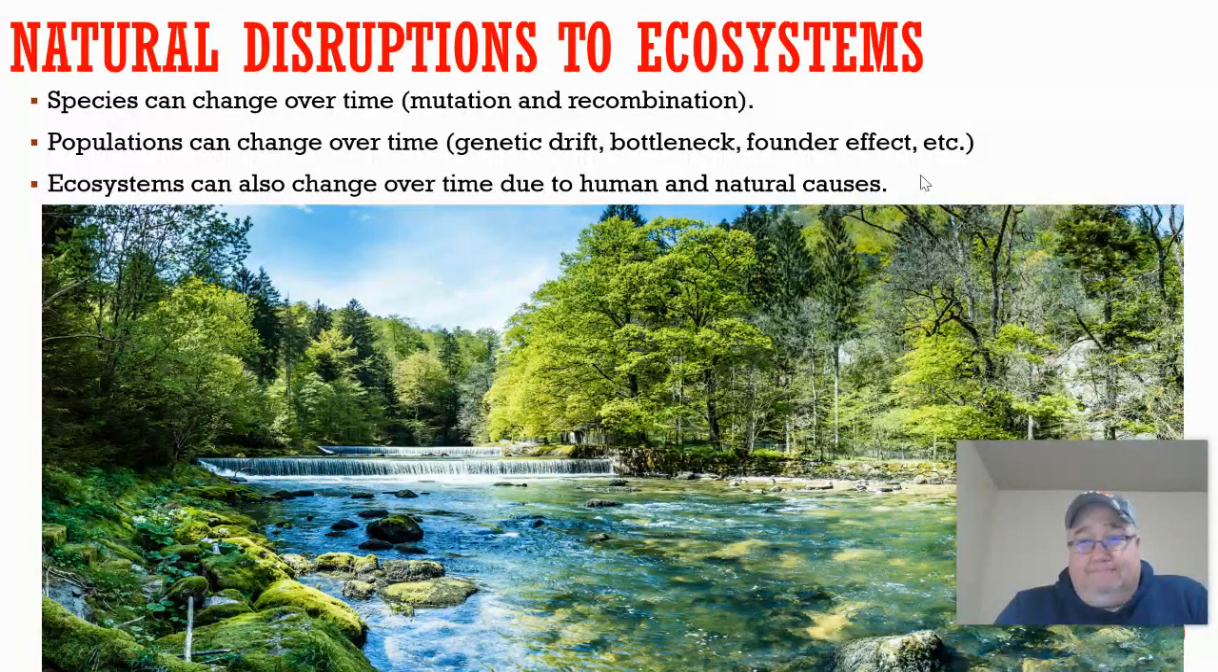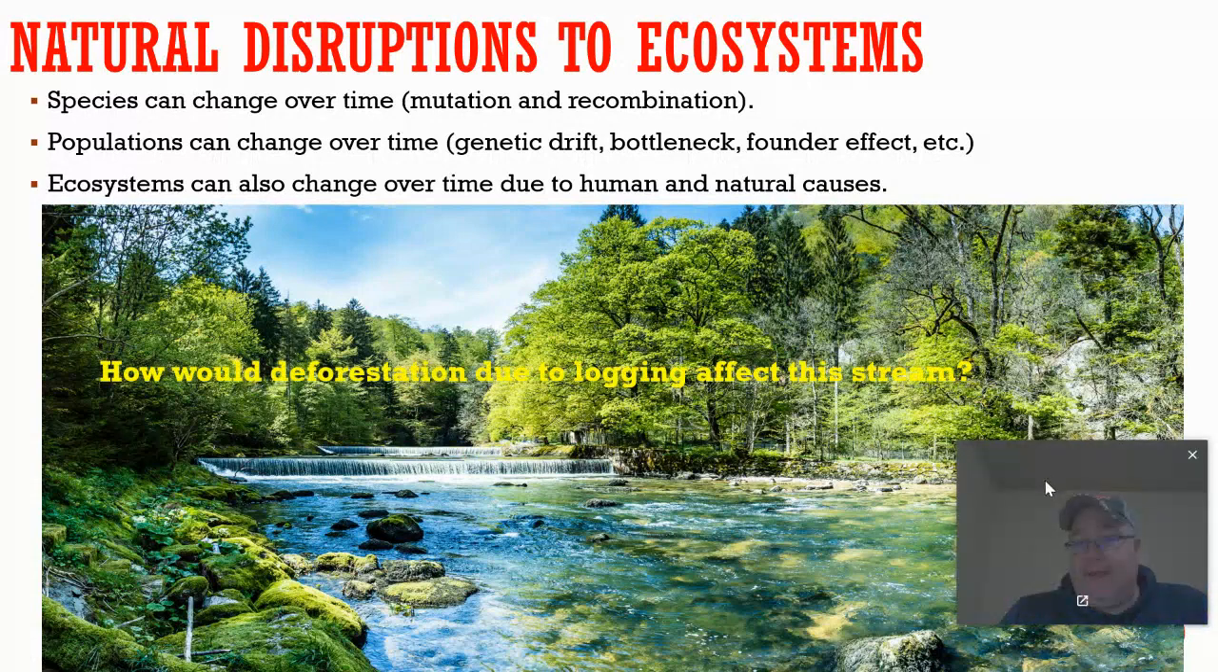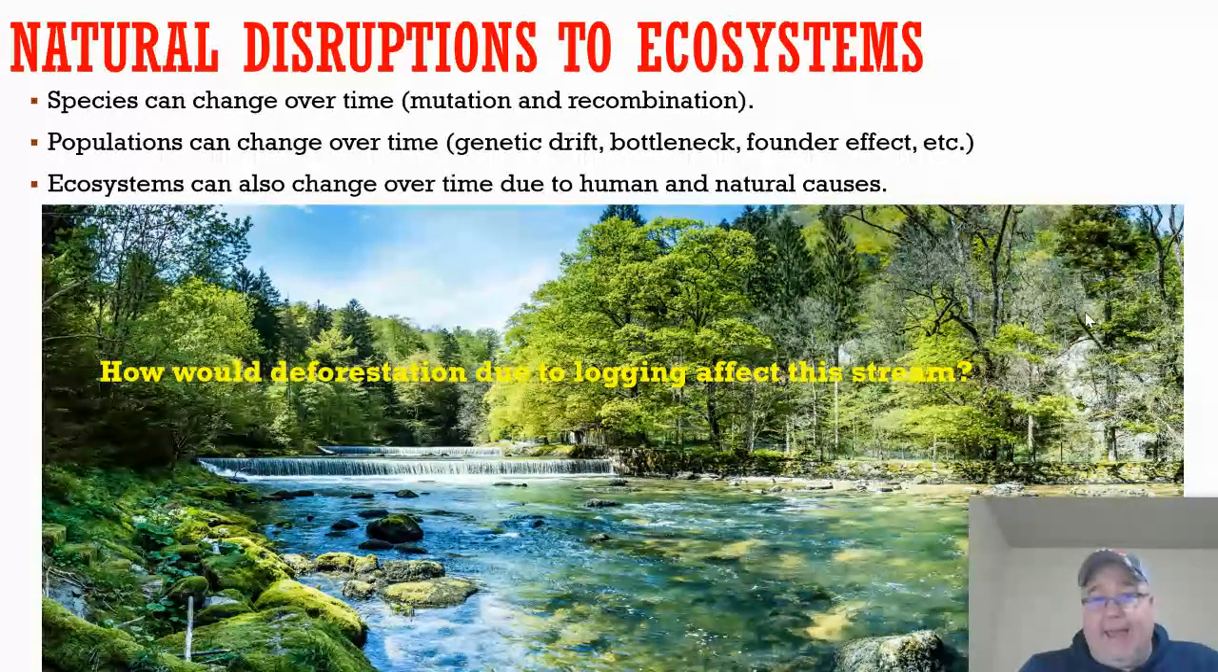Obviously, this can be done anthropogenically. For example, this picture here, of a forest and a stream going down the middle. This can easily be disrupted by humans. Imagine, for example, that a logging company comes in and they want to just remove all the forest, all the trees. Think about the impact that that might have on the actual stream itself.